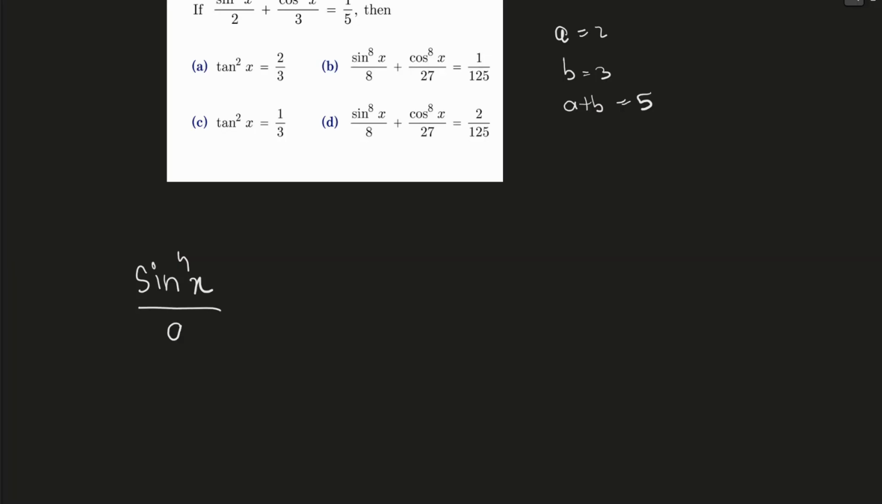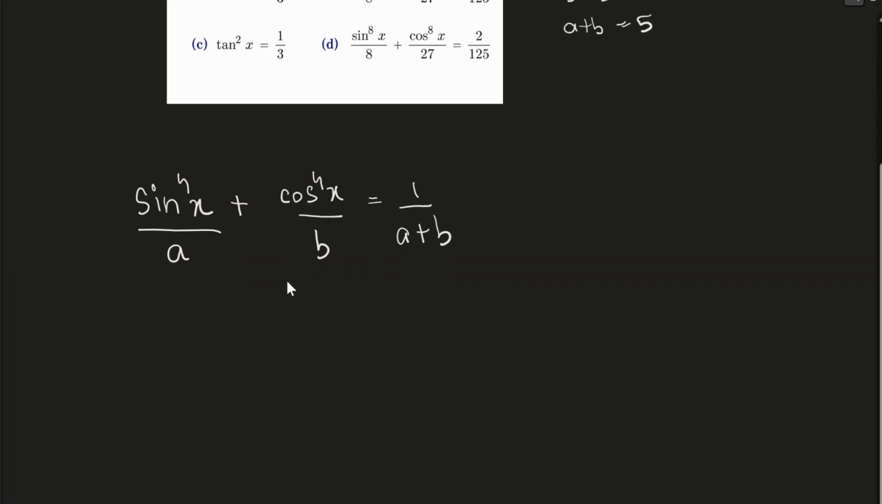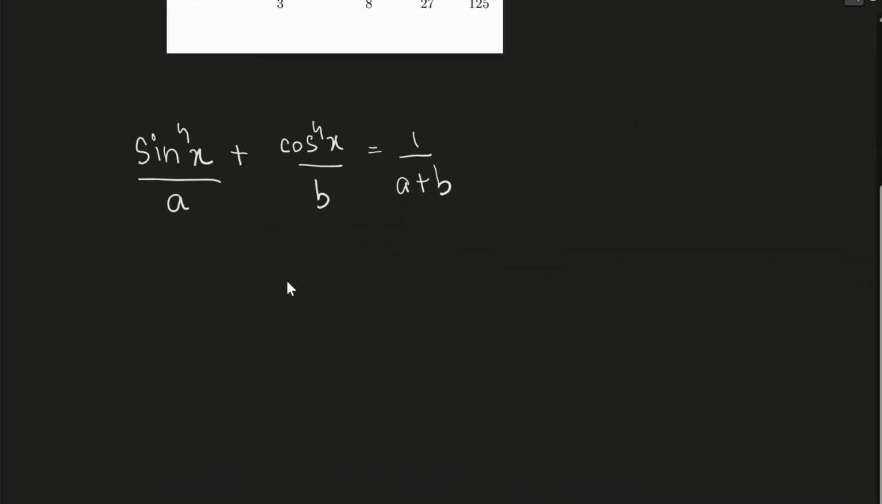So we'll be left with sine to the power 4x by a plus cos to the power 4x by b is equal to 1 upon a plus b. Now whenever you have terms of sine and cos together with some power, you'll always like to have 1 on the RHS. So let's multiply by a plus b on both sides. So we'll be left with something like this.